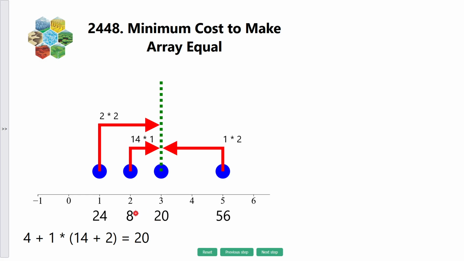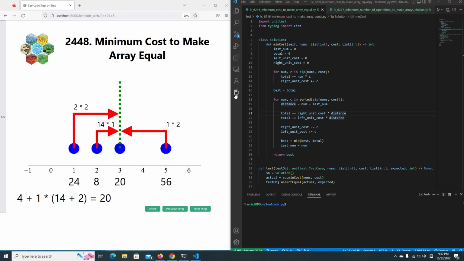Right, we can do this. We can just focus on their changes to get the total cost for 3. Right. If we add up those data here, we will see that this is 4, this is 2, and this is 14. They also add up to 20. Okay, now let's look at the code.